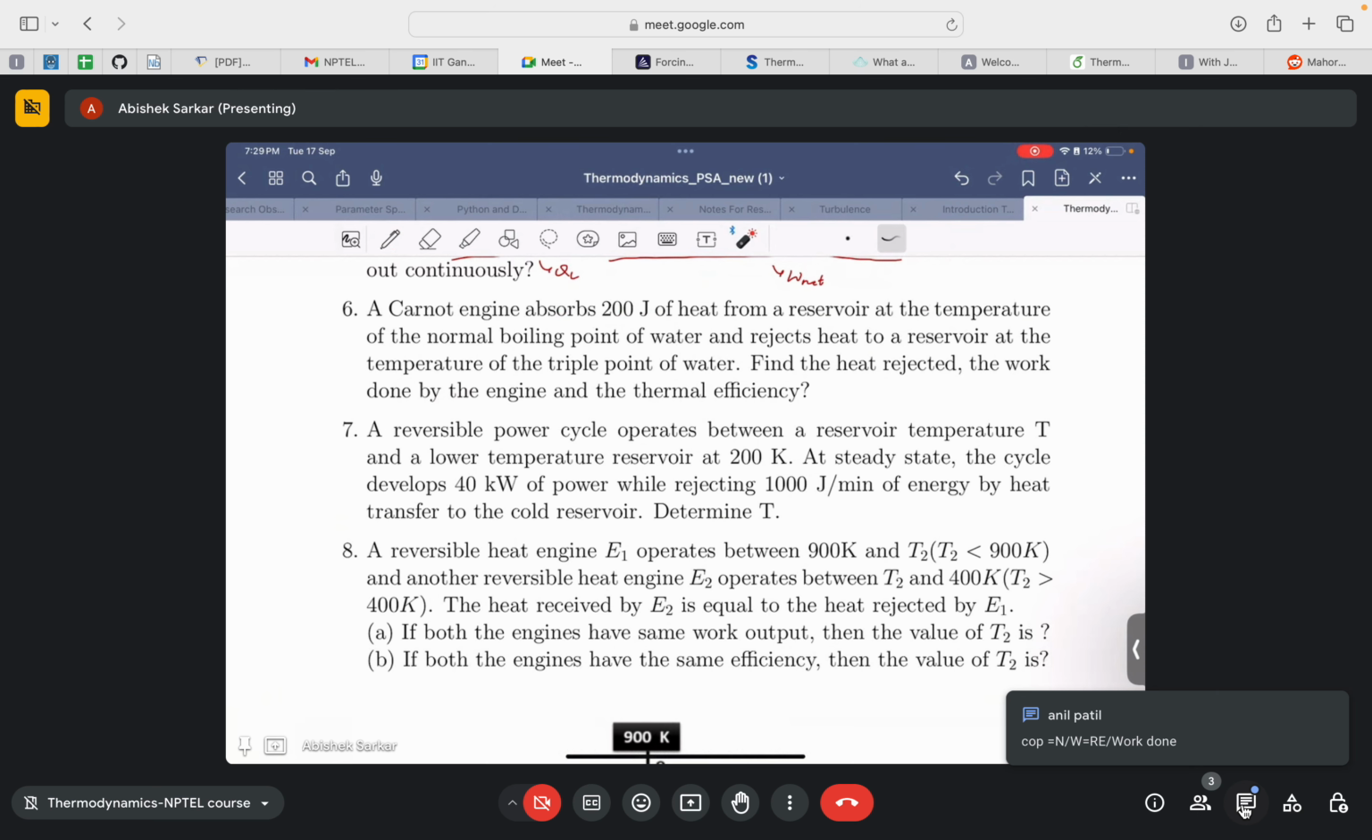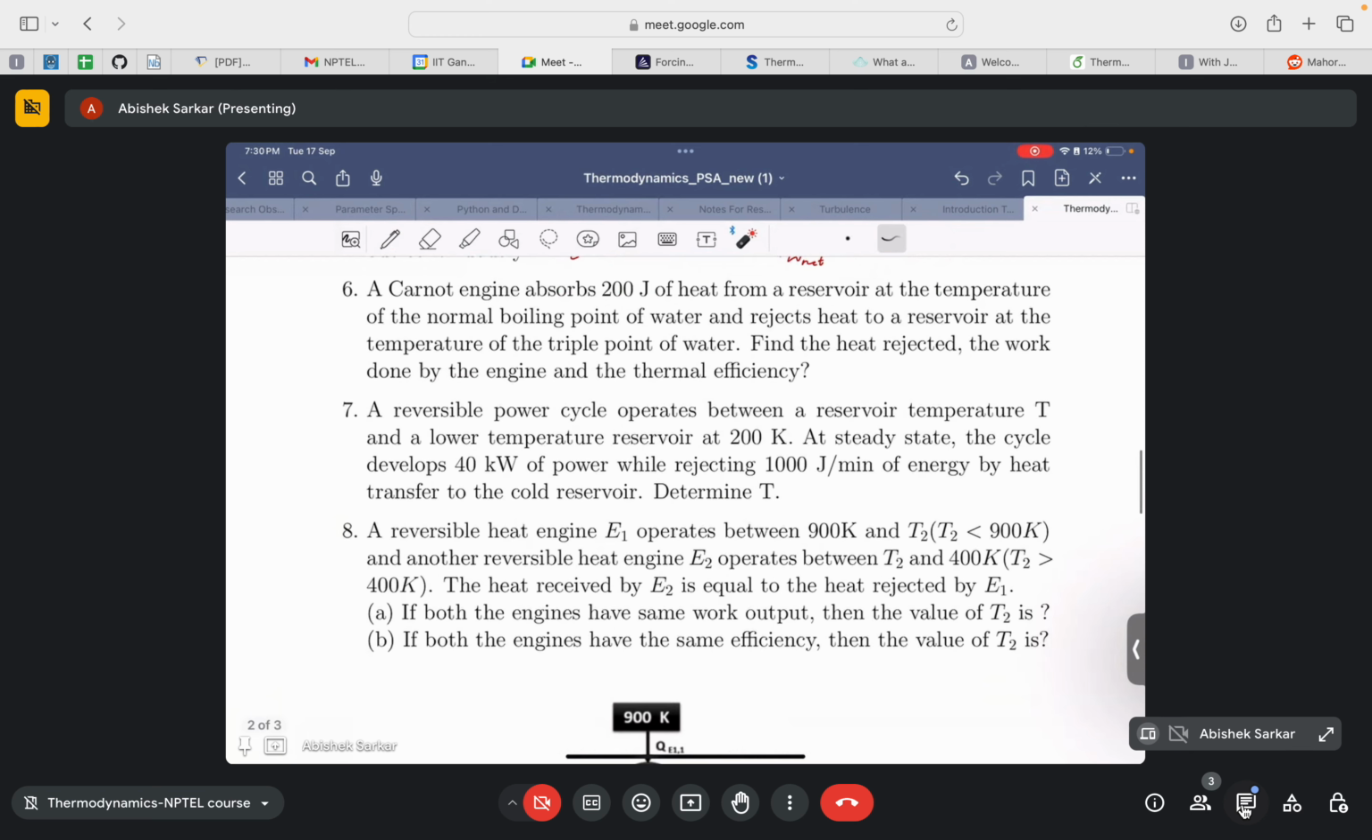Yes, exactly, required effect by net work done. The required effect in this case was the heat absorbed from the stored food items. So basically, heat interacting at a lower temperature is the required effect in the case of a refrigerator.